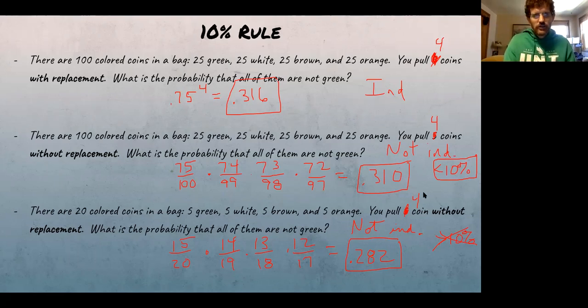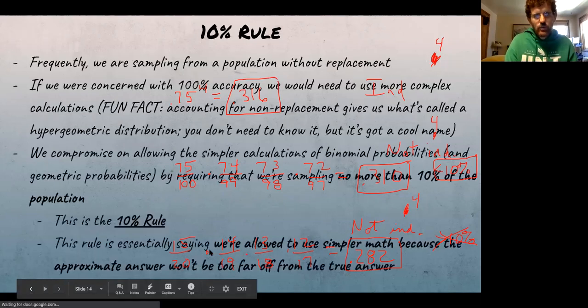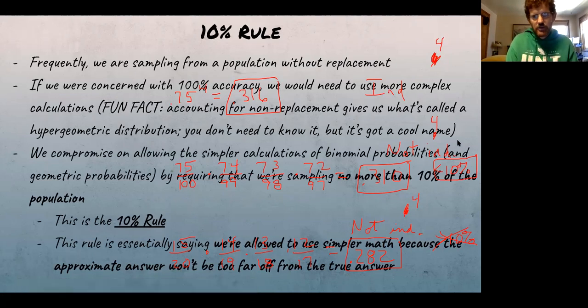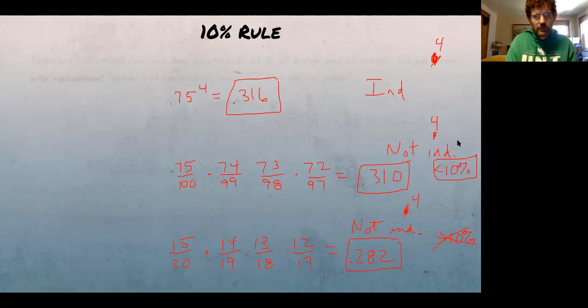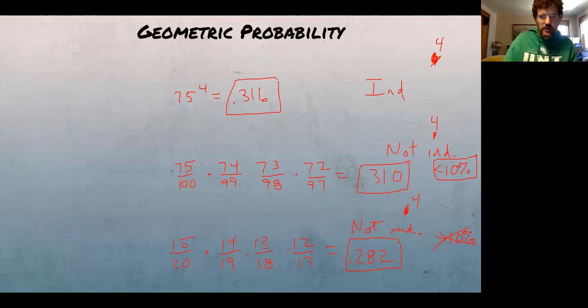Okay, so just to go back a slide, this is really the takeaway. We are allowing ourselves to use simpler models, simpler math, because the approximate answer that we end up with isn't going to be really that far off from the true answer. So that's what the 10% rule lets us do. Okay, and we will come back to that. So now let's look at geometric probabilities.